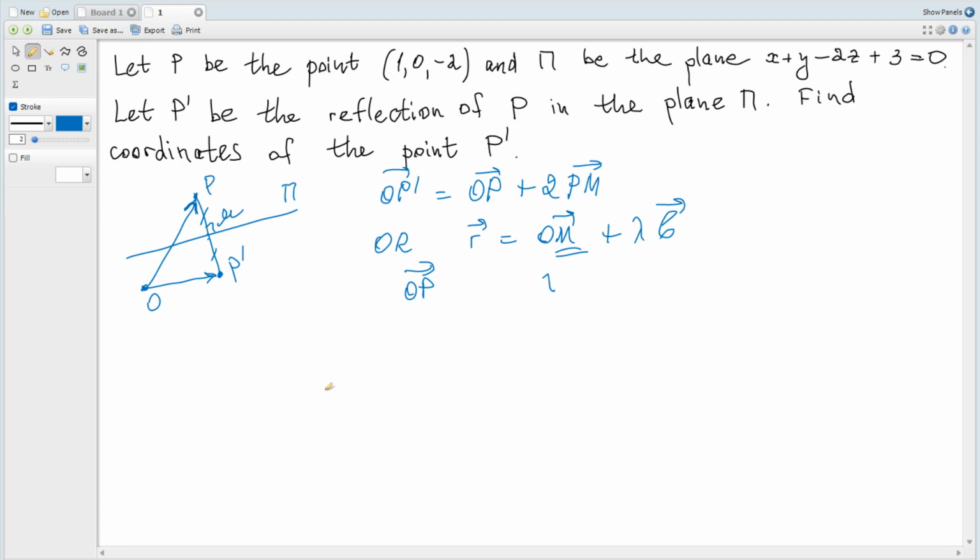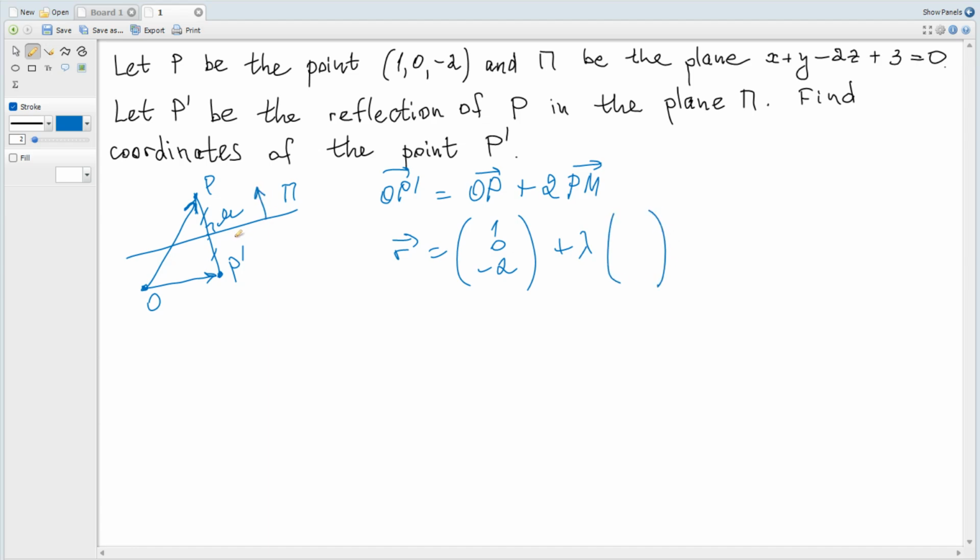So let's write the equation of the line through PP prime. We need the position vector of any point on the line. We can use this, plus some parameter times direction vector, and since the normal to the plane is parallel to the line, we can use the normal, and the components of the normal are in front of x, y, z in the equation of the plane: 1, 1, negative 2. In general, we can take any multiple.